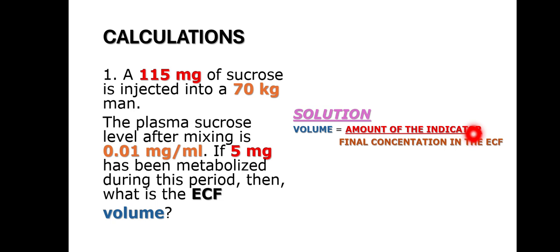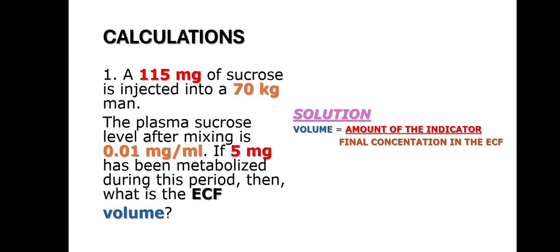The amount of the indicator is what? Tell me the amount of indicator. The mass, right? And we said it is 115 that was injected in this man, but 5 milligrams was metabolized, meaning that we are going to subtract the 5 milligrams from 115, because these 5 milligrams cannot be miscalculated. It has been used in the body, and we need to subtract it. If we ignore it, we get wrong results. And the final concentration is this after mixing the dye and the ECF.